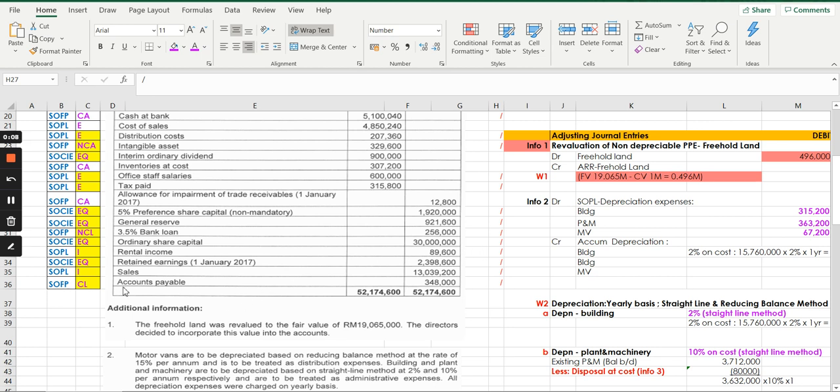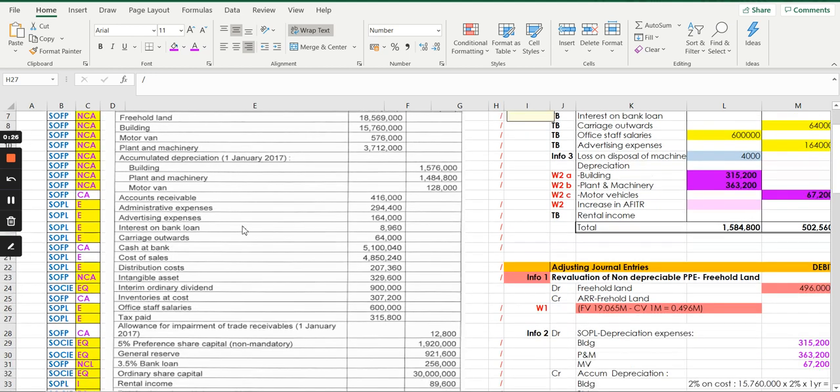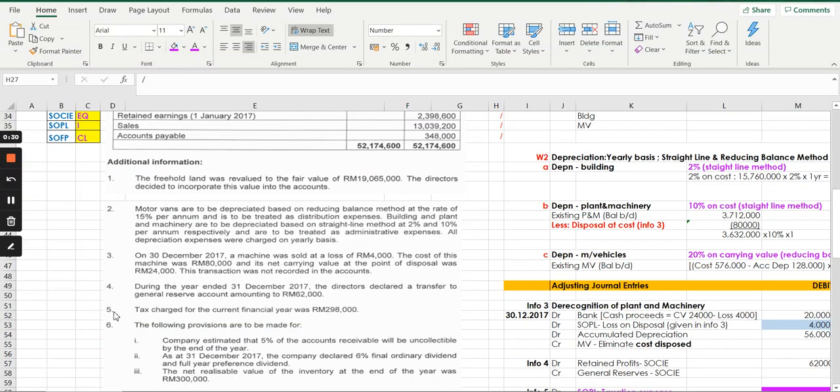Today's presentation will continue the discussion of the question on Blooming, the company we are concerned with in the preparation of financial statements. We are going to prepare the remaining financial statements. We are already halfway through and will continue with additional information number 5, which is regarding the tax charge for the current financial year.